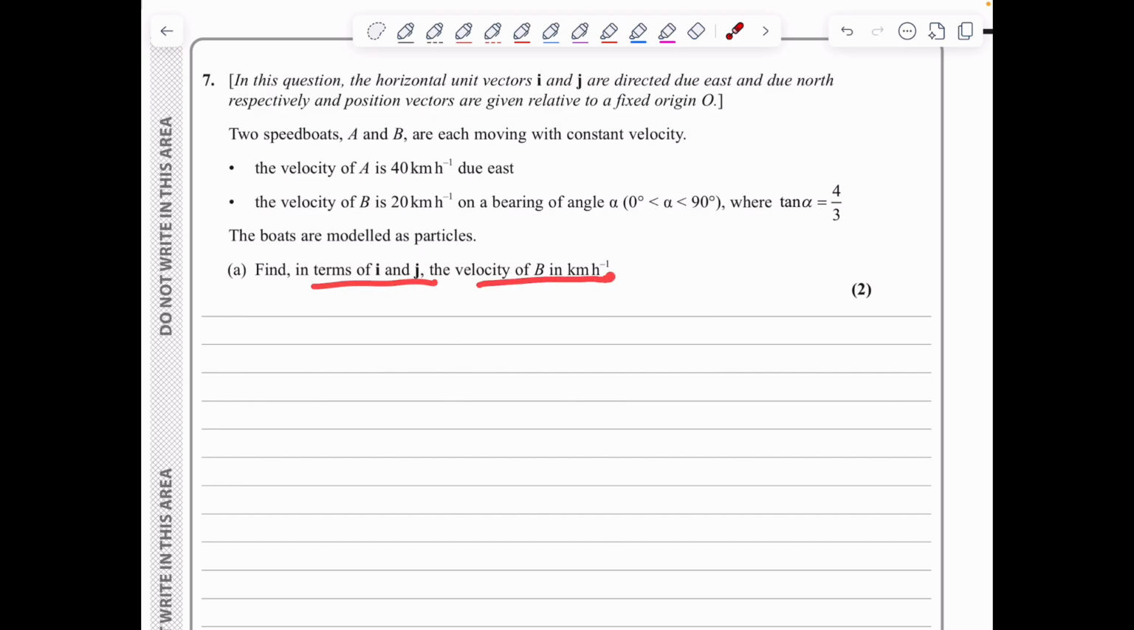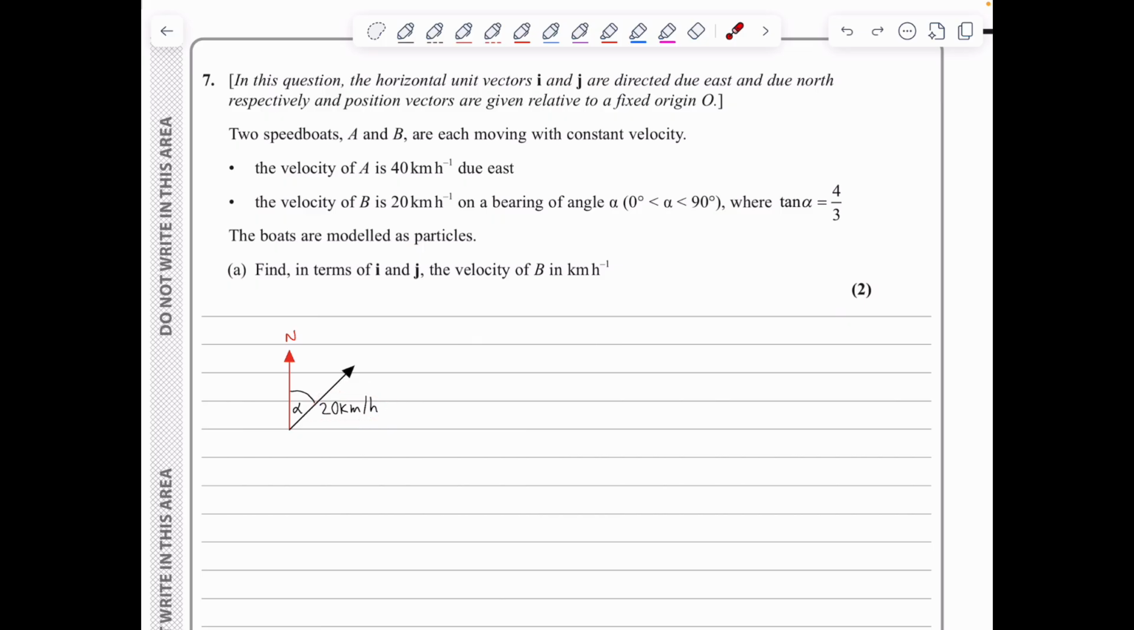So let's start by drawing the bearing here. It's 20 kilometers per hour on a bearing of an angle alpha. I will start by drawing the north. We turn clockwise through an angle alpha. We're traveling at 20 kilometers per hour. So I will resolve this into a horizontal and a vertical component.